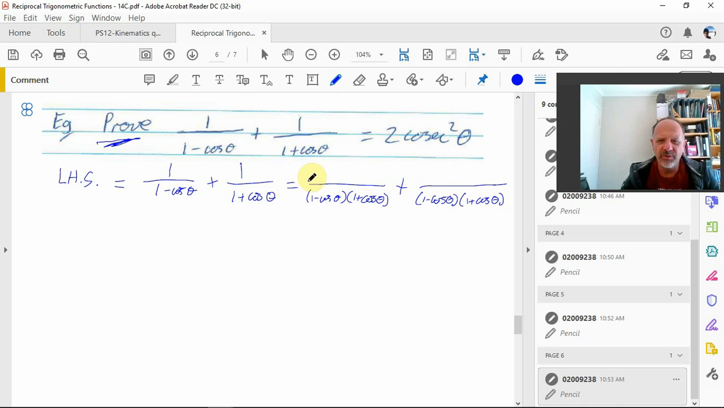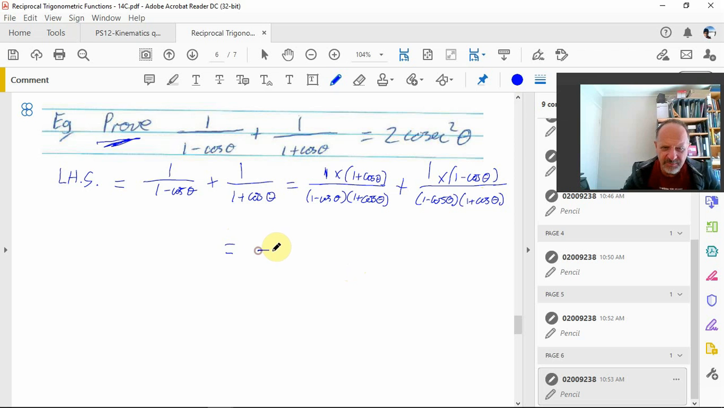All right, over here there was a 1 on top, and we already had the 1 minus cos theta. So what we need to do is multiply the top by the 1 plus cos theta. And with this one, we had the 1, and we already had the 1 plus cos theta, so we need to multiply by the 1 minus cos theta. All right, that's all so far pretty good.